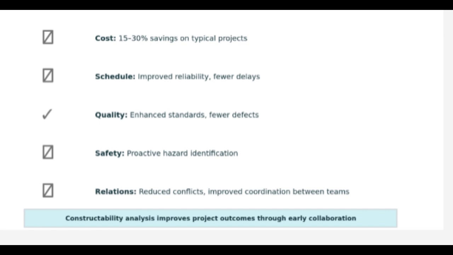Now coming to conclusion. Constructability analysis is not just a nice to have, it's a professional responsibility as construction administrators. When you involve field expertise early, foster collaboration, and make informed trade-offs at the right time, you deliver projects that are buildable, safe, cost effective, and on time.